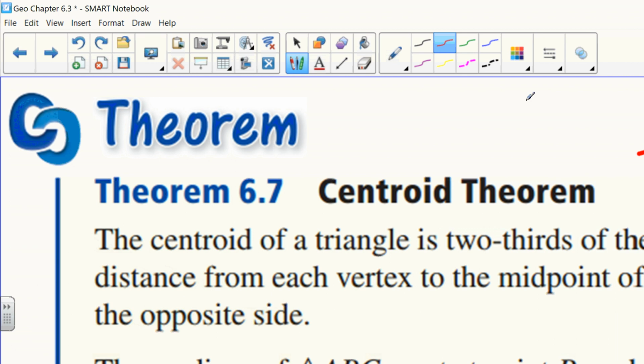So with the centroid, guys, the distance from the vertex to the centroid is equal to 2/3 of the whole length. The distance from the centroid to the side is 1/3 of the whole.